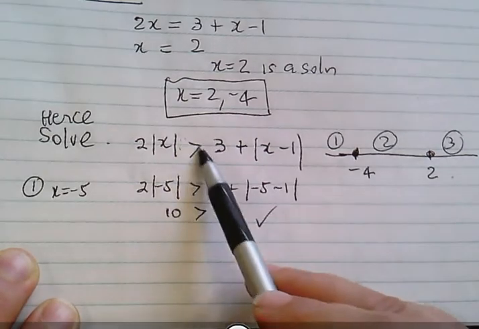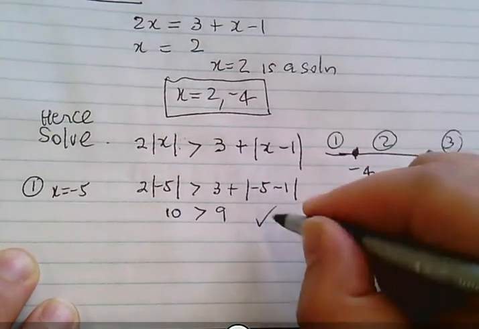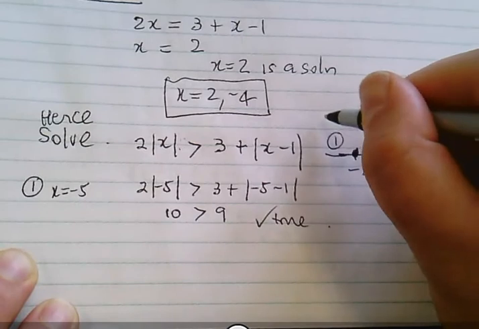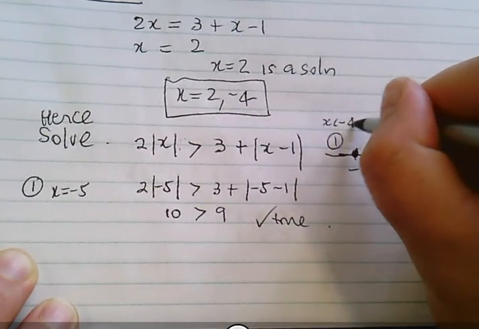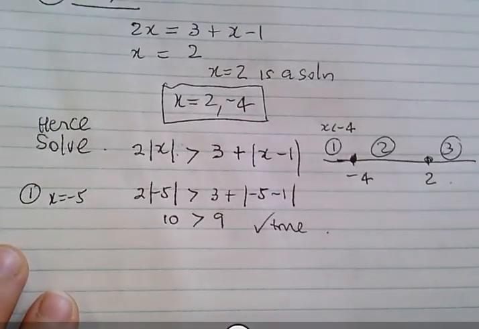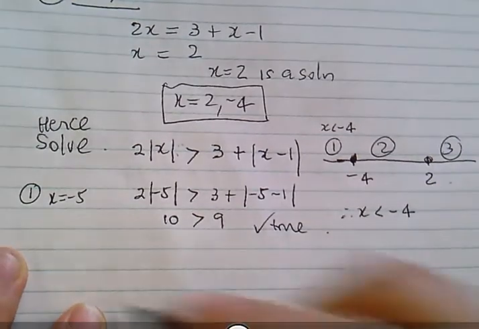So x is less than negative 4 is a solution. I use less than because I've got a greater than symbol here. So this is true. In region 1, I've got x is less than negative 4. I tried negative 5 and it worked. So therefore I can say x is less than negative 4 so far.